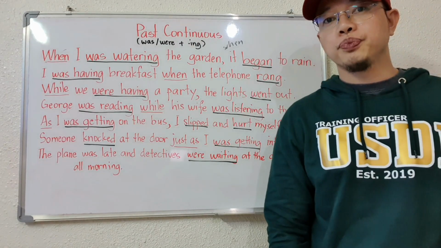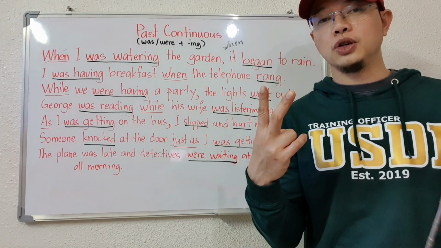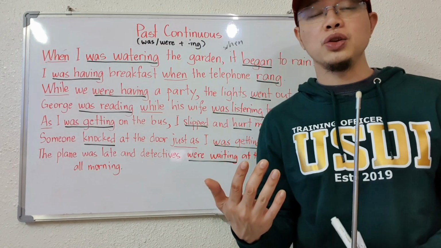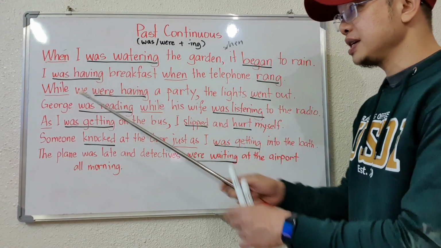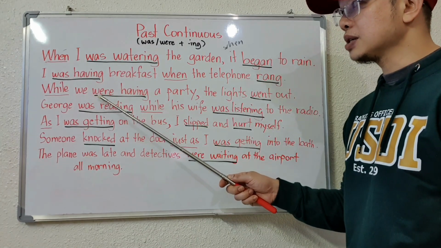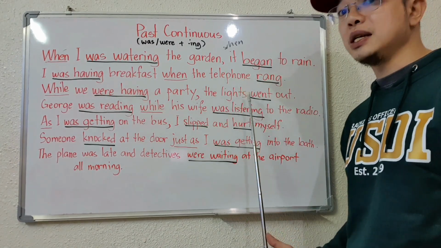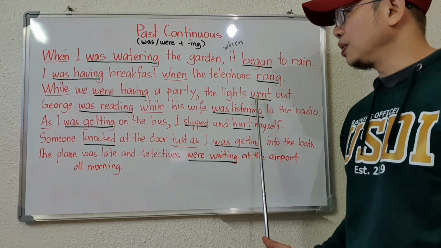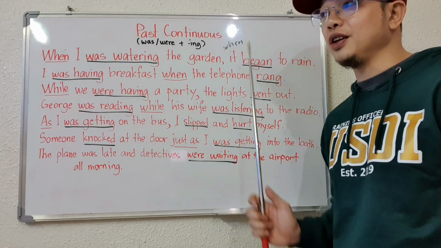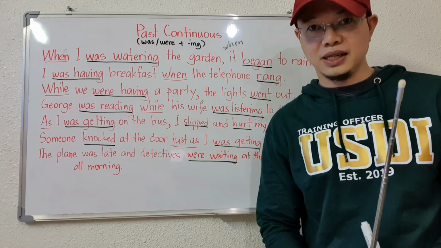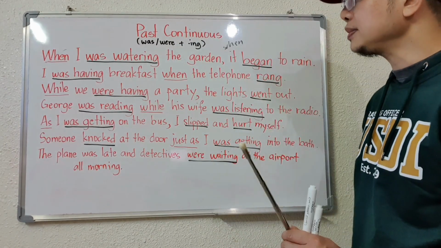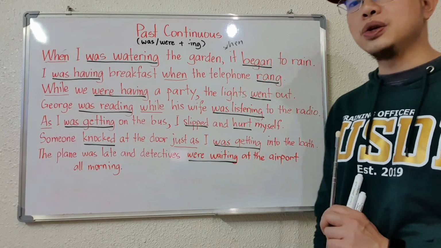So basically there are two situations where you can use the past continuous. One is that in the first example, it is contrasted with a sudden action, the lights went out. And the other one is that you express two actions happening at the same time. Now let's go to how we use as.